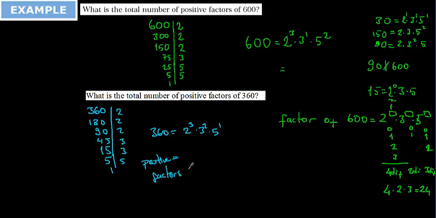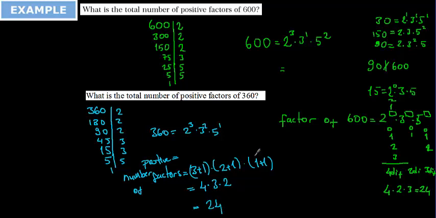are going to be 3 plus 1 times 2 plus 1 times 1 plus 1. Of course, this is the number of positive factors. It's going to be equal to 4 times 3 times 2, which is equal to 24, again like 600.